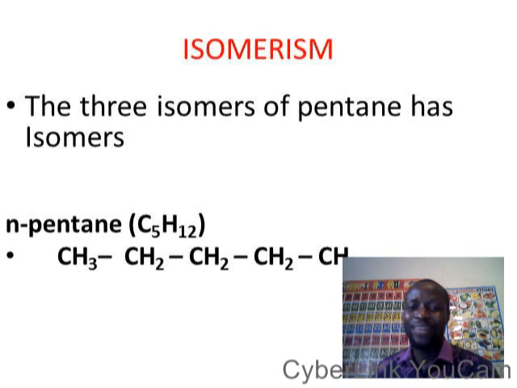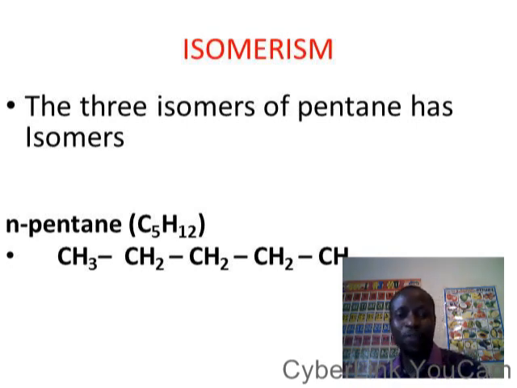Isomerism, I have defined as the existence of compounds having the same molecular formula but different structural formulas. Pentane has 3 isomers. In the last video, I made you understand that butane has 2 and pentane has 3. Now, let's look at it.